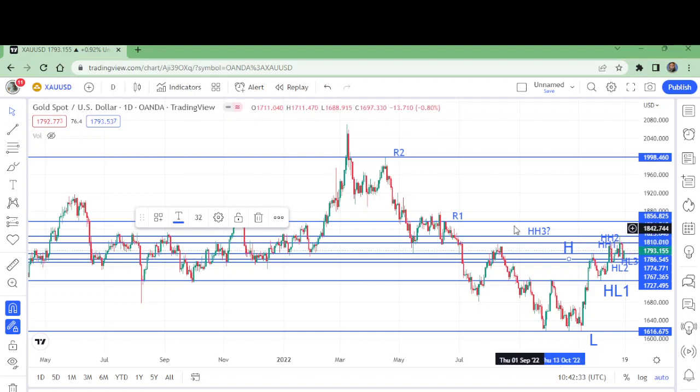and resistance number 1, 1857, or even could penetrate into resistance for higher high 3. Let us see what happens now.